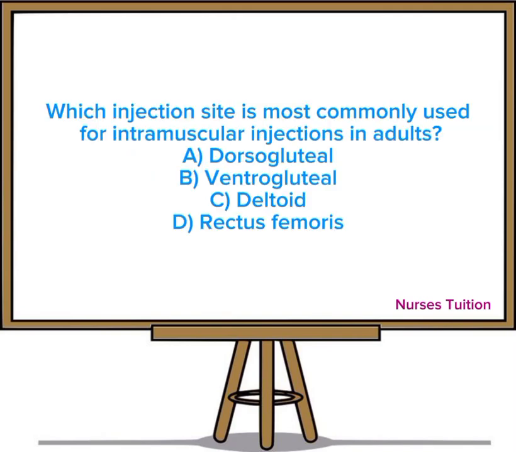Which injection site is most commonly used for intramuscular injections in adults? A. Dorsogluteal. B. Ventrogluteal. C. Deltoid. D. Rectus femoris.